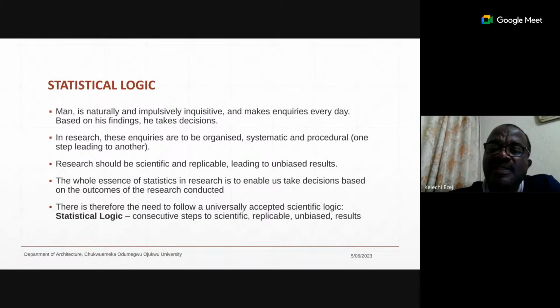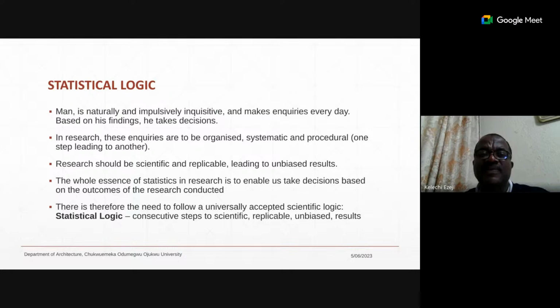The whole essence is to enable us take decisions based upon things that we have found out, the outcomes of the research. Now, therefore, there is the need to follow a universally accepted way, scientific logic. This universally accepted scientific logic is what we call statistical logic. So it is a description of consecutive steps to scientific, replicable, and unbiased results. So that is what statistical logic is about, based upon statistics.